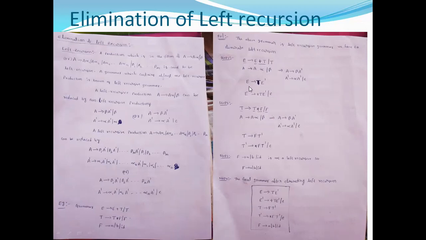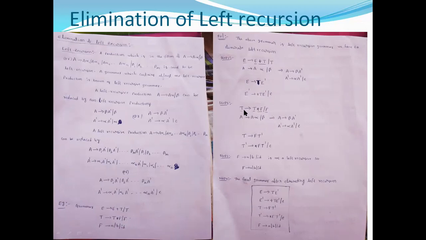So in this production, we are eliminating the left recursion. So this is the resultant elimination of left recursion. And next we are taking the next production. So T is production with T into F or F. So this is the given grammar.